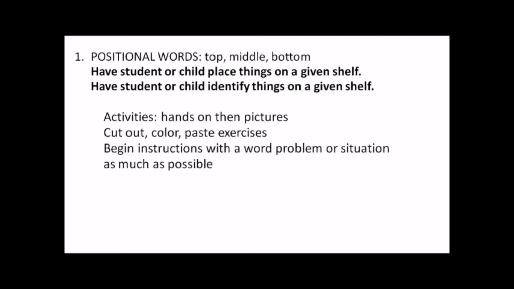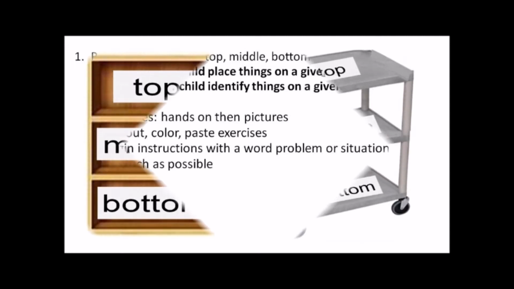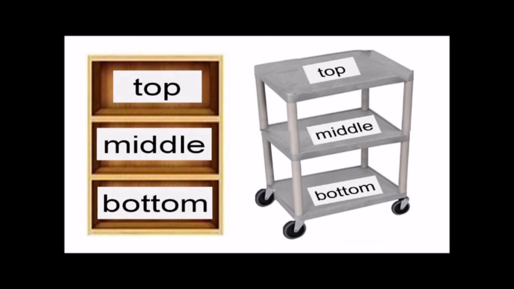First thing, positional words like top, middle, and bottom. That's the first that we're going to be looking at. And there are two things you want children to do. First of all, have them place something on a given shelf, place something on the top shelf. Have them identify something on a shelf, where is the ball? And then make sure your activities go from hands-on, then the pictures. They can cut out, color, paste, and begin instructions with a word, problem, or situation as much as possible. Okay, so just begin with top, middle, bottom, and then you proceed to other words.